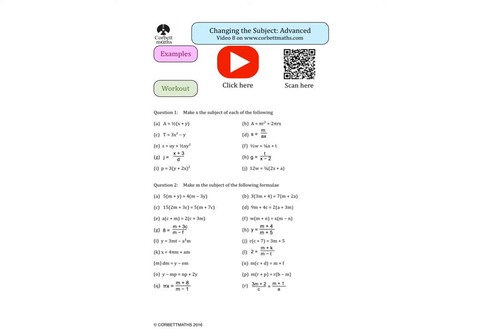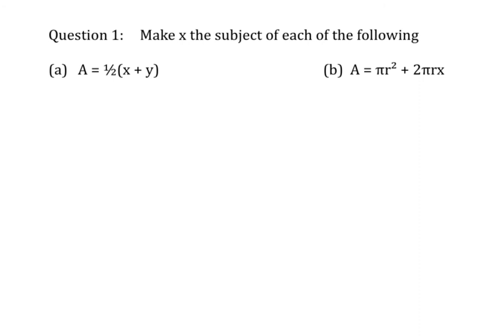In this video, I'll be solving question 1 in the Corbettmaths worksheet, changing the subject advanced. So question 1 involves rearranging formulae so that you get x the subject of the formula. If we look at 1a, we have a equals a half, and in brackets x plus y.